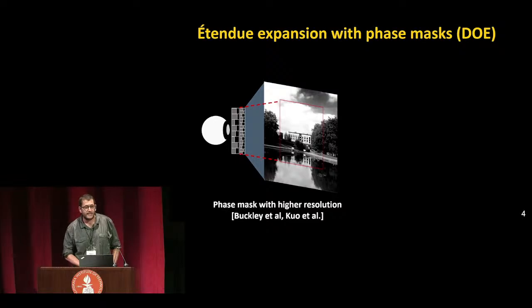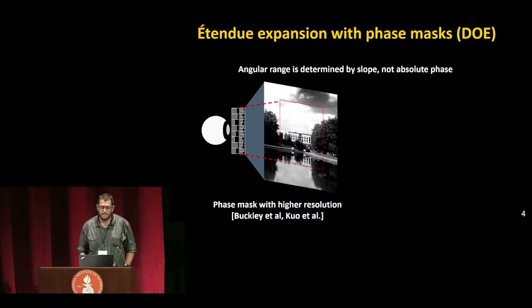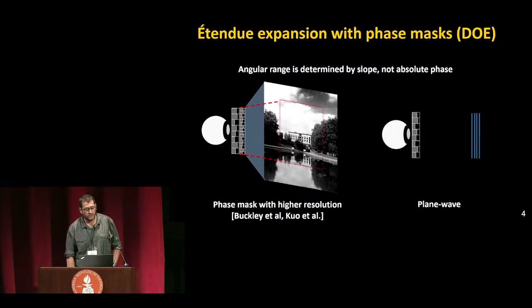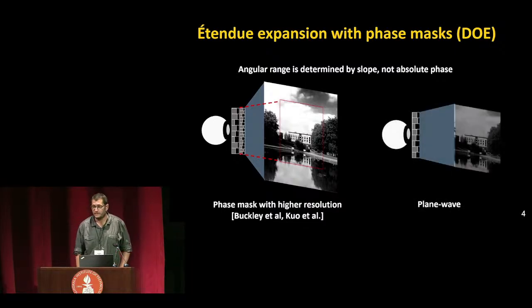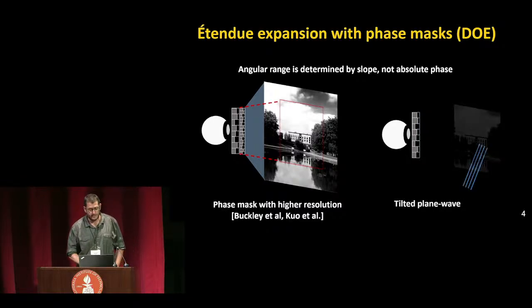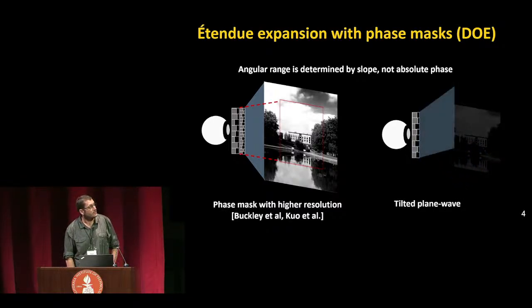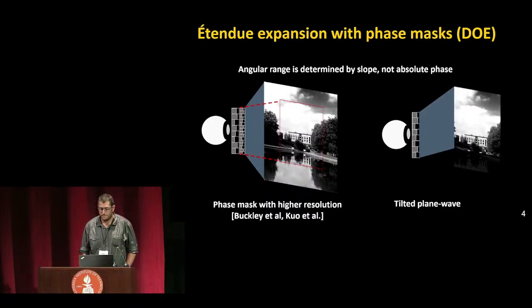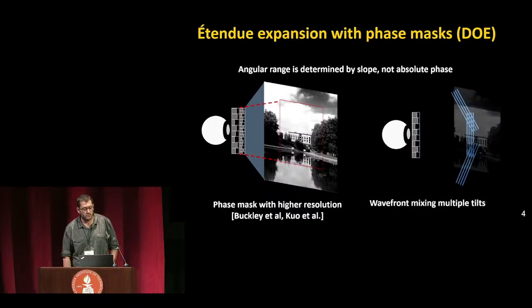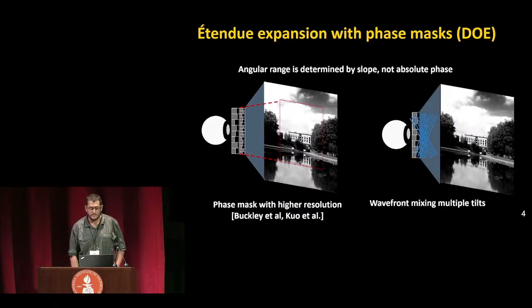In this work, we suggest analyzing etendue by a slightly different approach, relying on the fact that the angular range is not determined by the absolute phase, but by the slopes of the DOE. So, if we illuminate our SLM with a plane wave, we can generate an image of a certain size. Now, if we tilt the plane wave at an angle, we can generate an image of the same size at a different part of the field of view. However, if we can illuminate with a wavefront mixing multiple tilts, we can display a large field of view, increasing the etendue. So, we think of our mask, our DOE, as a mask that locally tilts the illumination on the SLM.